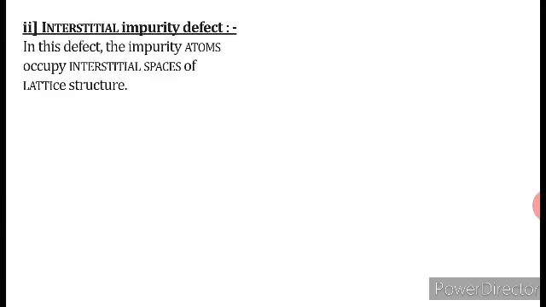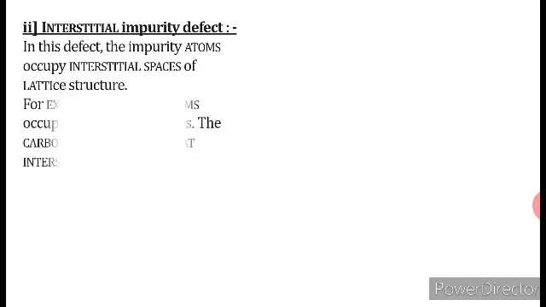Okay, so in this defect, impurity atoms occupy interstitial spaces in the lattice structure. The best example is steel. Steel is the alloy of iron and carbon. Iron atoms are larger in size and carbon atoms are smaller in size. So generally carbon atoms occupy interstitial voids in the iron crystal lattice.